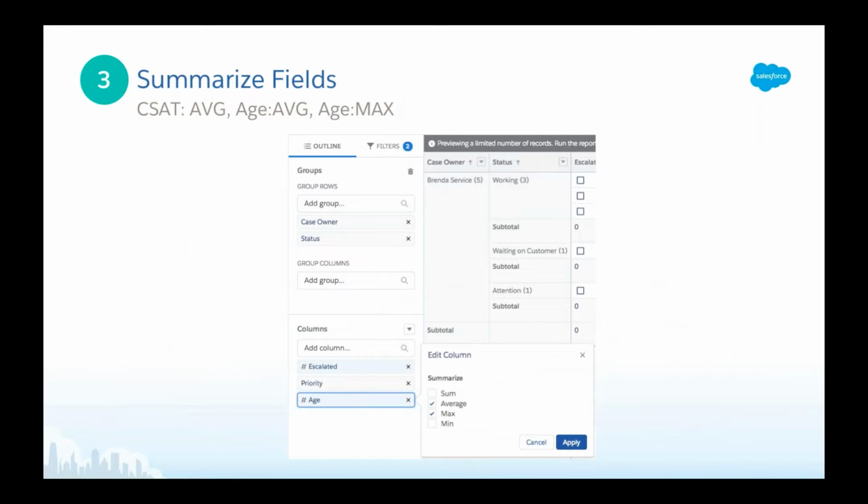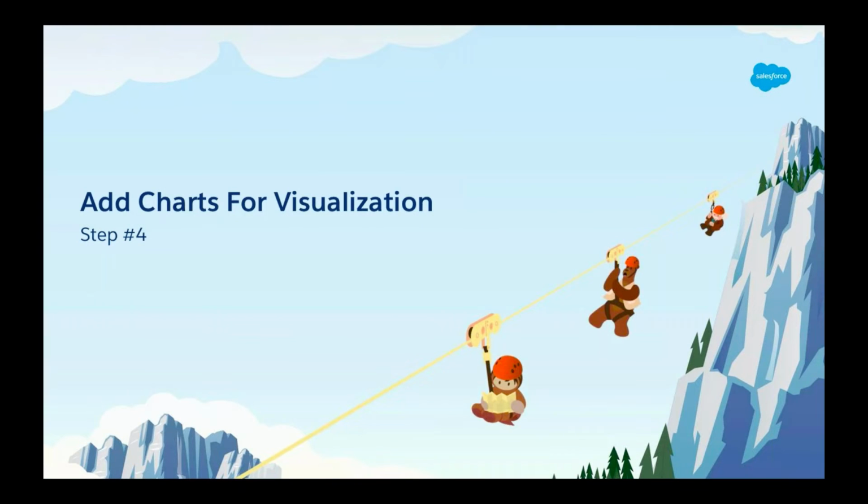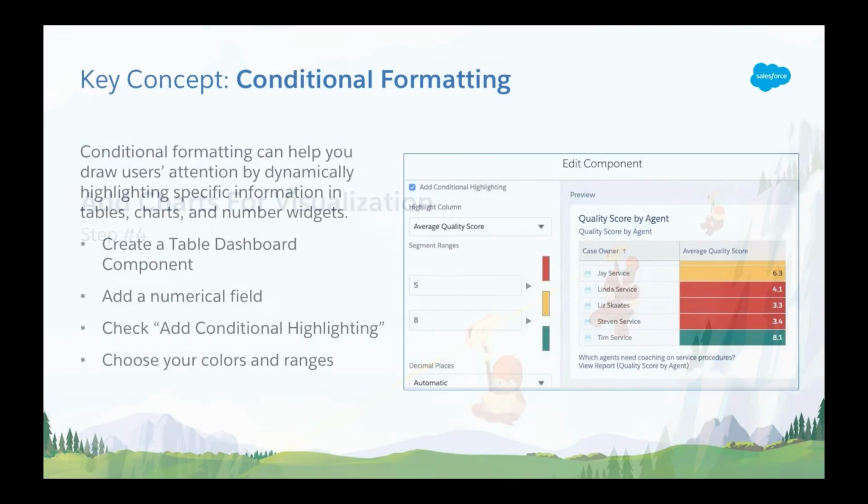And in the Lightning Report Builder, we just click on the field that we want to calculate those metrics for, and average and max are available as just checkboxes for us to select. And then the final step, which is really fun, is to now add charts to more visually see those metrics.